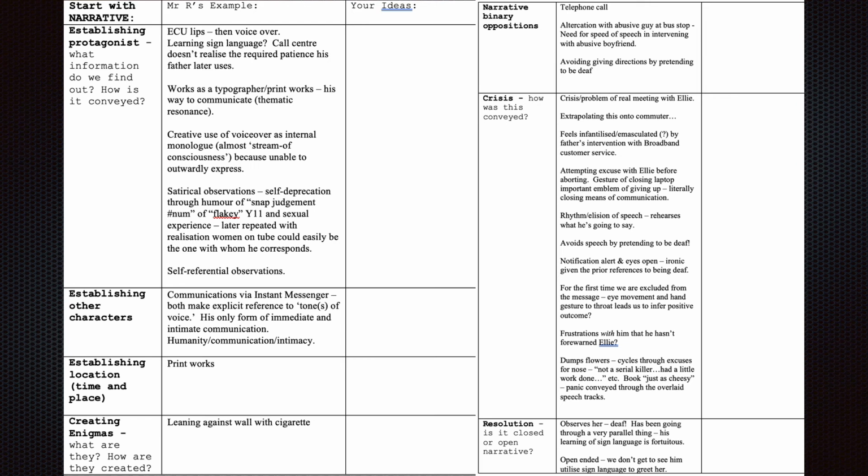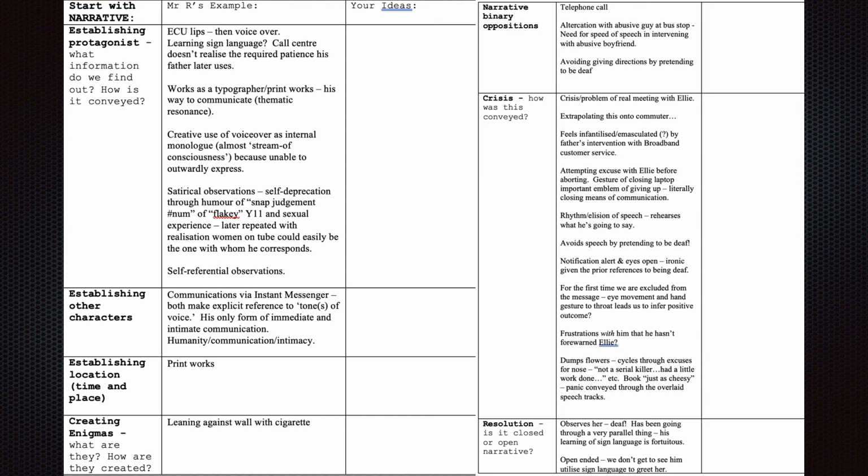The creative use of voiceover as internal monologue that's almost stream of consciousness, because he's unable to outwardly express himself verbally. His satirical observations, humour of snap judgment number such and such of the flaky year 11 and their sexual experience, are later repeated in a much less humorous way when he makes the realization that the woman on the tube, not women, woman on the tube could easily be Ellie, who he's corresponding with, although he's seen her picture.